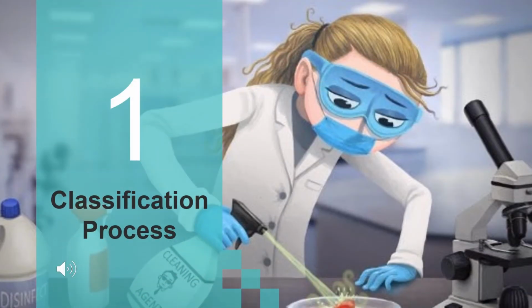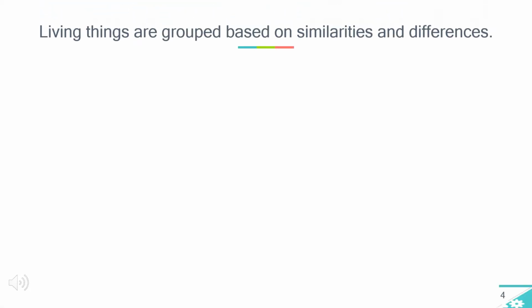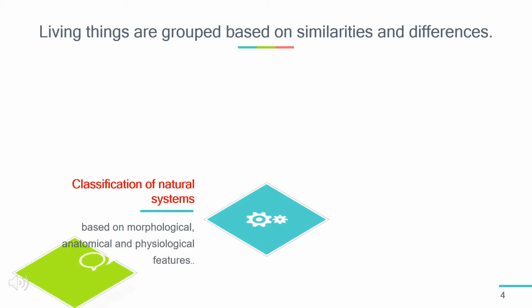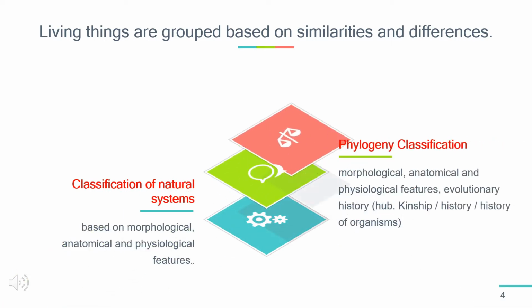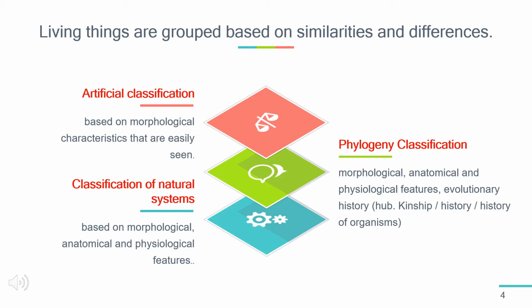The first subtopic about classification of living things is the classification process itself. All the living things are grouped based on similarities and also differences that they have. Artificial classification is based on morphological characteristics that can easily be seen by the naked eye.